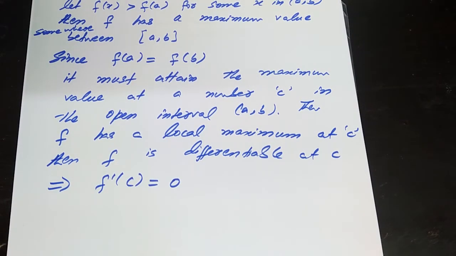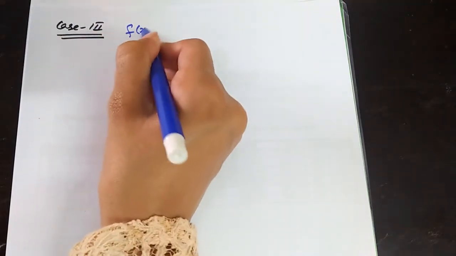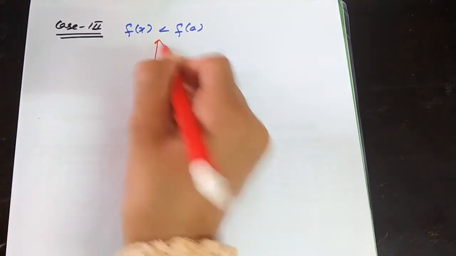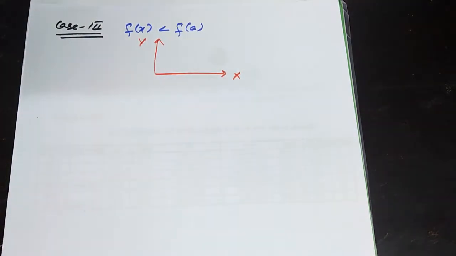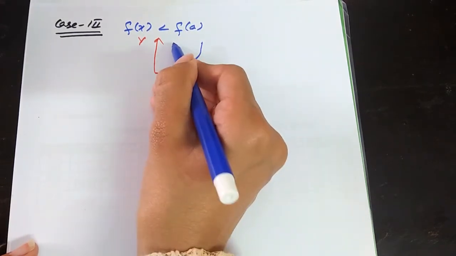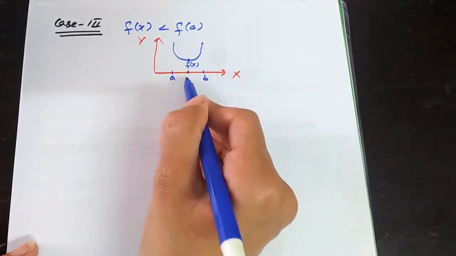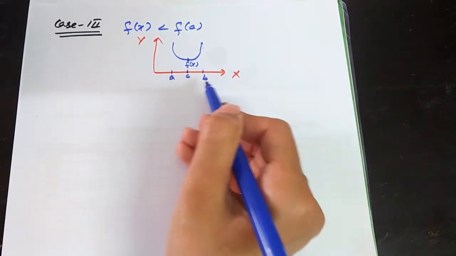Now move on to case 3. That will be opposite to case 2. Here we have taken the maximum one. In case 3 we will consider it as the minimum, local minimum. So in case 3, let f of x be less than f of a. For that purpose, it will have some local minimum point. For example, this is our x-axis, this is our y-axis. If we draw a curve here, this is our point f of x. Here it has point A and it has point B here. And let's suppose this f of x is at some point C between this interval.